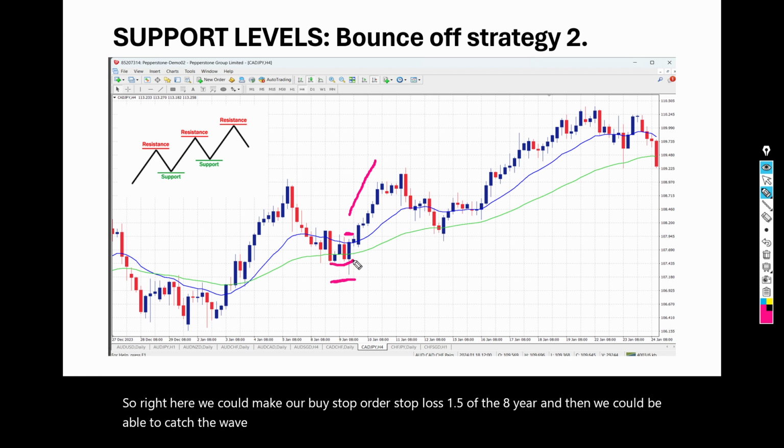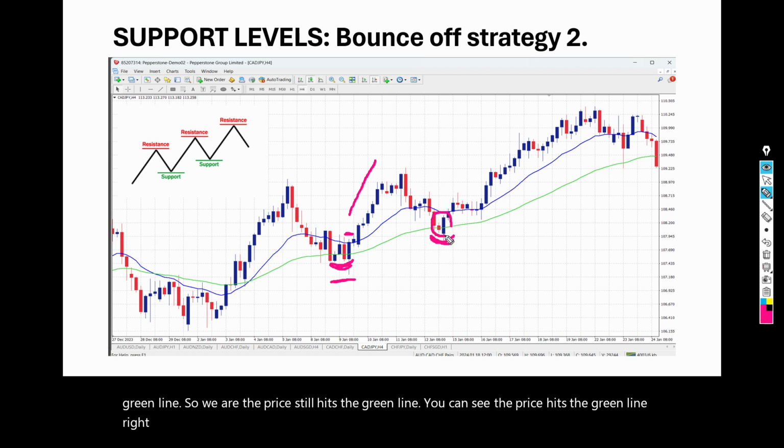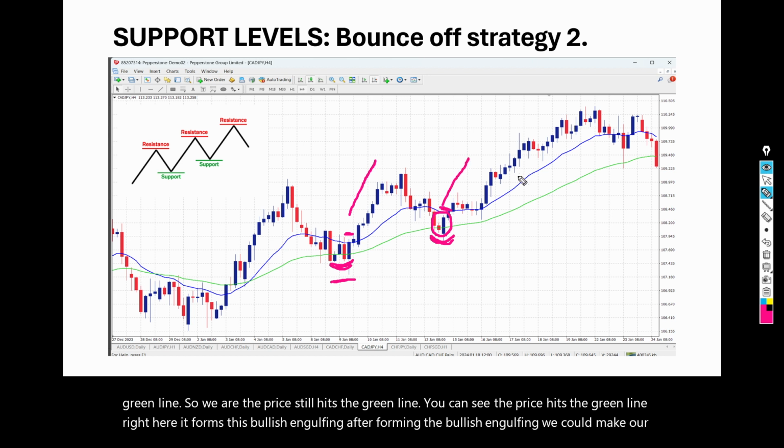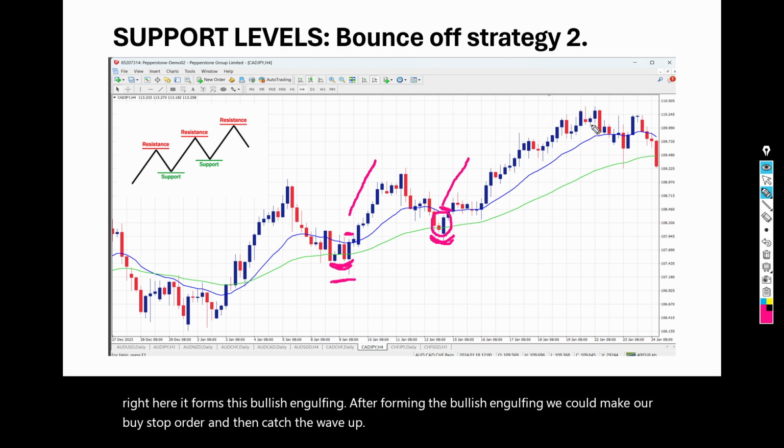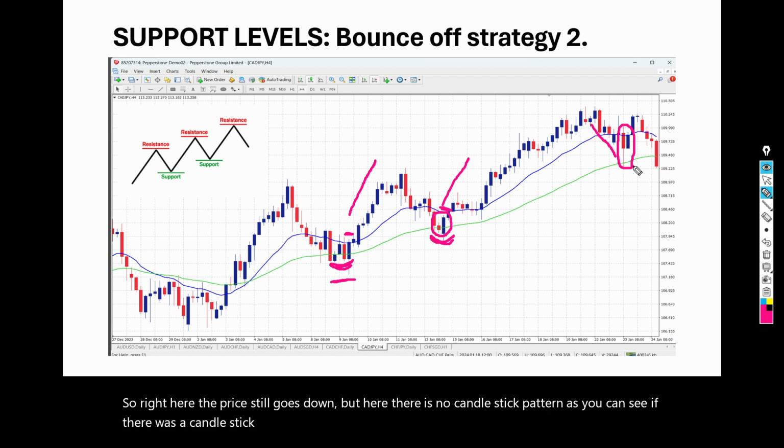So after here, we could see that this is a confirmed support on this green line. So here the price still hits the green line. You can see the price hits the green line right here. It forms this bullish engulfing. After forming the bullish engulfing, we could make our buy stop order and then catch the wave up. So right here, the price still goes down, but here there is no candlestick pattern, as you can see. If there was a candlestick pattern, we would have made that trade, okay?